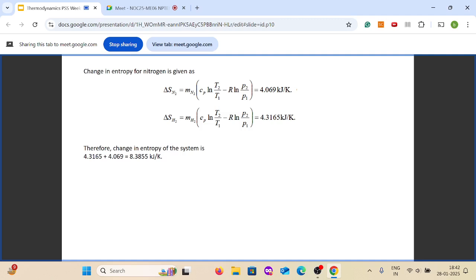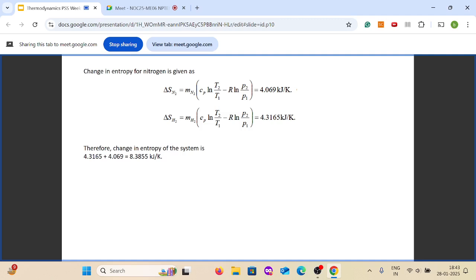For nitrogen, it will come out to be 4.069 kilojoule per Kelvin, and for hydrogen, it comes out to be 4.3165. So the change in entropy of the system equals the entropy generated, because there is no heat transfer. That comes out to be the summation of these two, which is 8.3855.